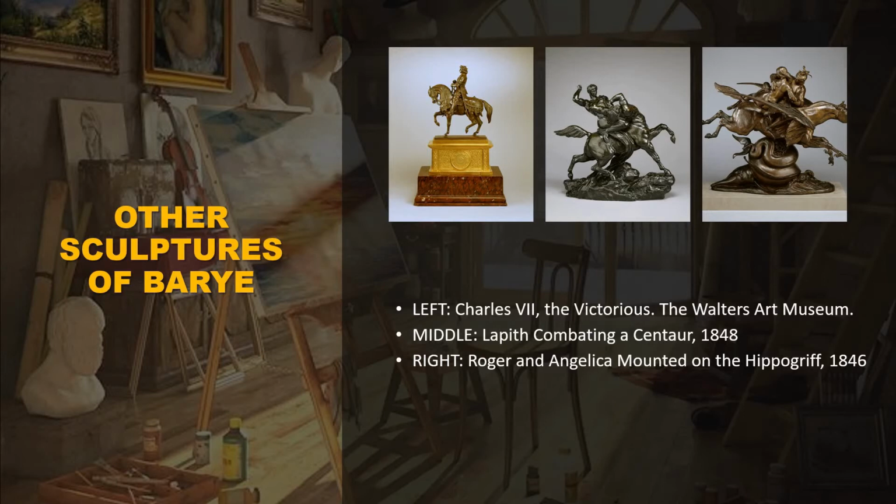Here are the other sculptures of Barye. From the left, Charles VII, the Victorious, now at the Walters Art Museum. In the middle, we have Lapith combating a centaur. And the last one on the right, Roger and Angelica mounted on the hippogriff.